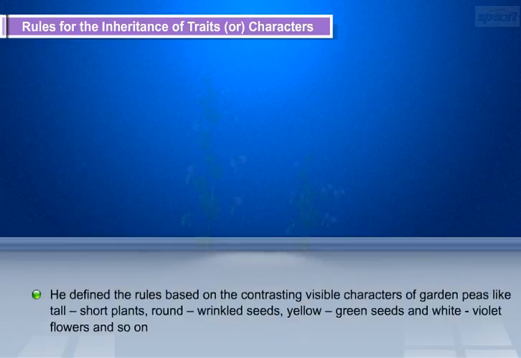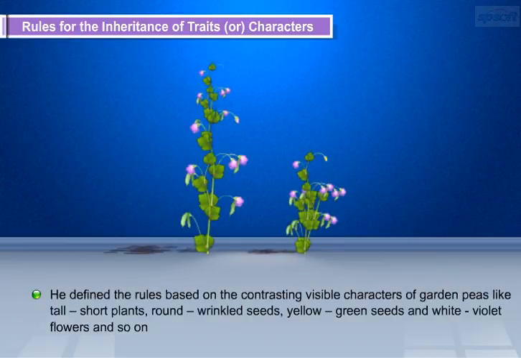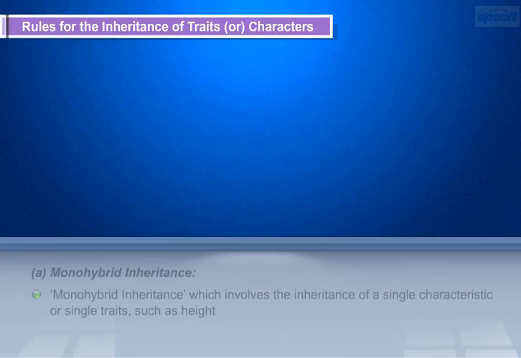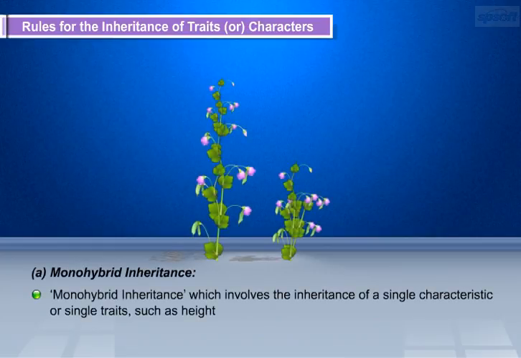He defined the rules based on the contrasting visible characters of garden peas, like tall and short plants, round and wrinkled seeds, yellow and green seeds, white and violet flowers, and so on. Let us discuss the rules for the inheritance of traits, or characters, in brief. Monohybrid inheritance. Monohybrid inheritance involves the inheritance of a single characteristic or single trait, such as height.